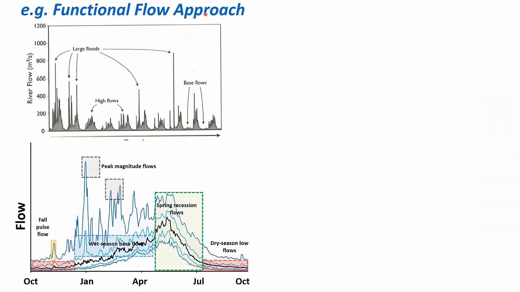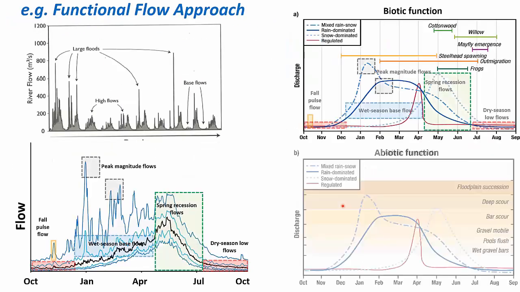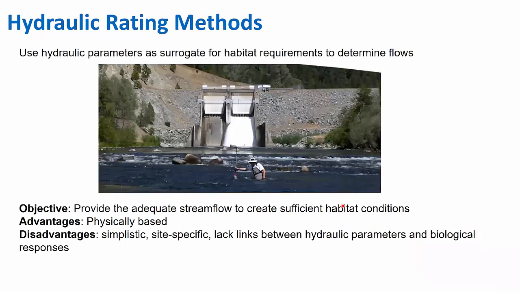Okay, so now we're going to the second, which will be the hydraulic rating, and then we're going to be talking about these other two. So specifically for the hydraulic rating, these are again based on hydraulics that can create sufficient habitat conditions, and again it will be at a certain flow, the distribution of flow and depth. The disadvantage is that it's very simplistic. Sometimes this can be related specifically to a restoration site where you are modeling what is the arrangement of flows and velocities and how that can be beneficial for the environment.